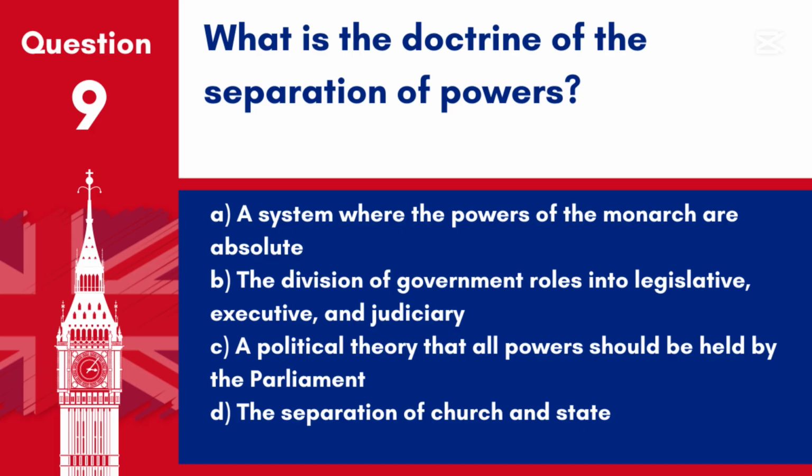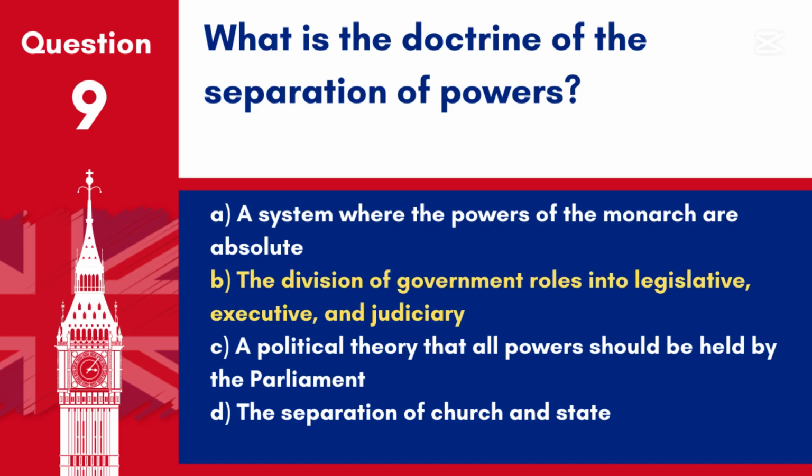Question 9. What is the doctrine of the separation of powers? A. A system where the powers of the monarch are absolute. B. The division of government roles into legislative, executive, and judiciary. C. A political theory that all powers should be held by the Parliament. D. The separation of church and state.